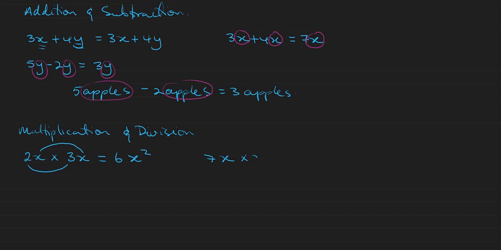Let's say, for example, you have something else like 7x multiplied by 2y. We first multiply the numbers together, we get 14, and then we multiply the letters together, we get xy. So you would see how this would be used in later units when you're deriving units. This is very important when you're deriving units.